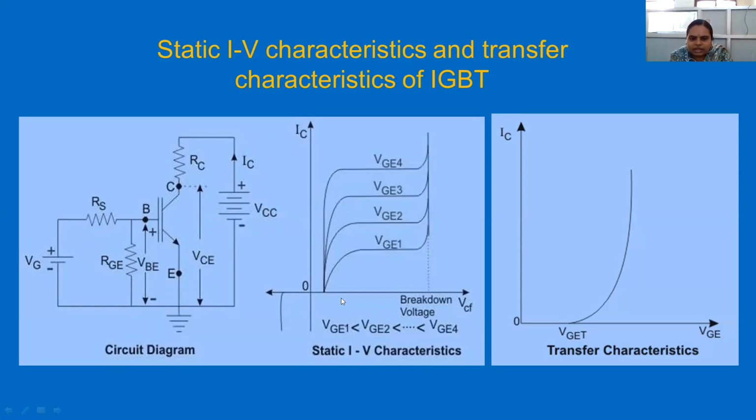Then the VI characteristics: the gate-to-emitter voltage starts rising, and again it attains a constant value. After the breakdown voltage, it starts increasing. For any of the different voltages I go for, it is satisfied for all. The characteristics are drawn as collector current against the collector-to-emitter voltage. Okay, this is the static VI characteristics.